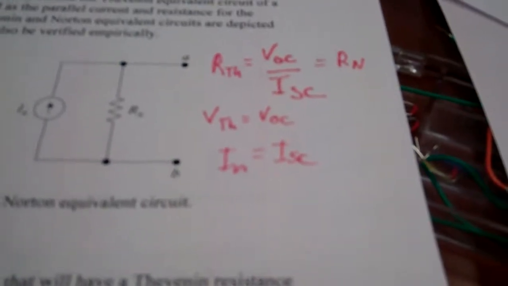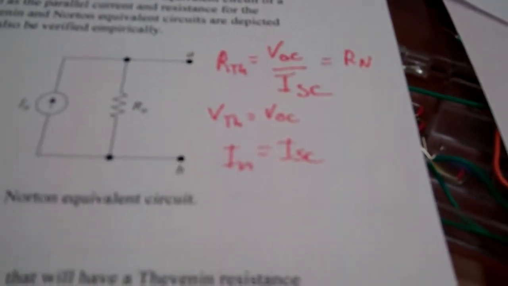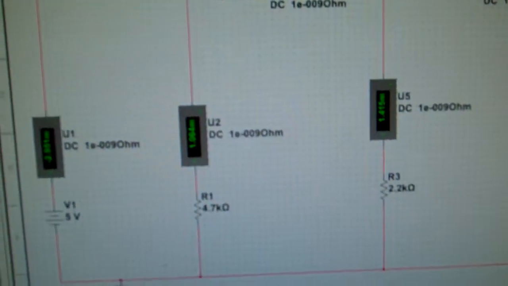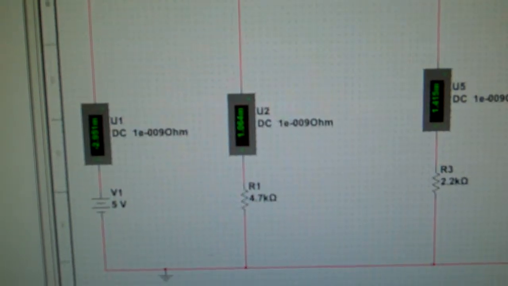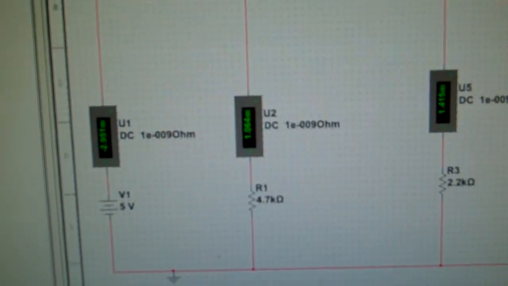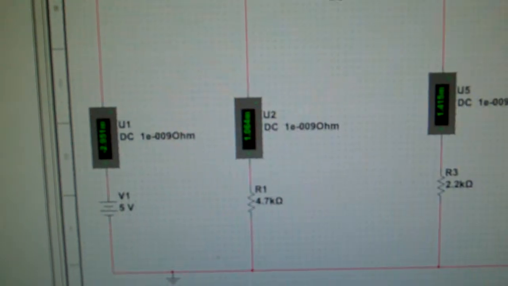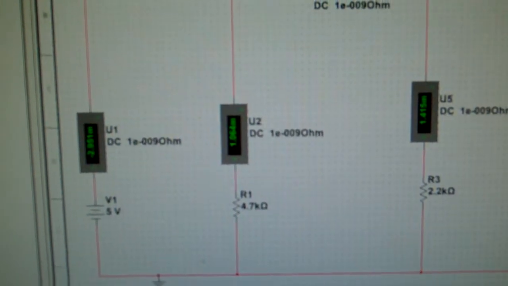Oh, and also for the pre-lab, once you find the currents across all of the elements, you can also verify that the power dissipated by all of the elements equals the power input into the system by the voltage source.